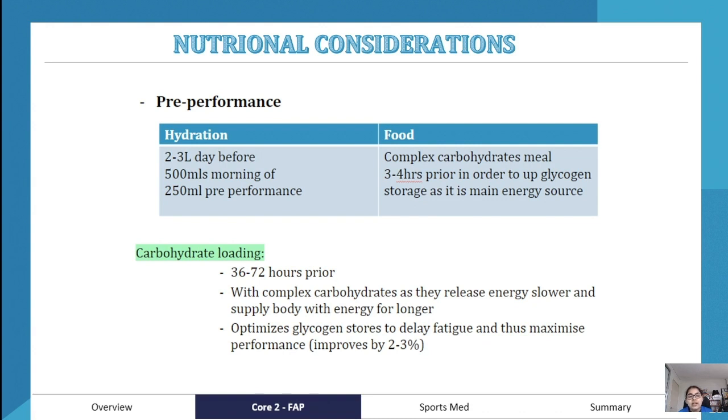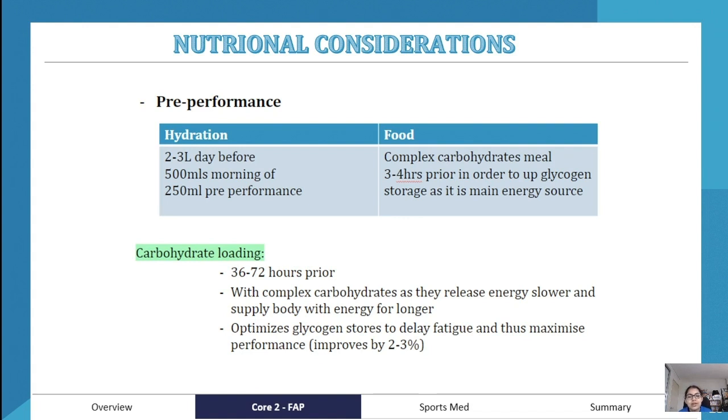In terms of food, eating complex carb meals is important because, as we spoke about, carbohydrates provide energy for longer. You want to aim to eat a complex carb meal 3 to 4 hours prior to the competition, so that you can maintain and increase your glycogen storage, because it is a main source of energy.